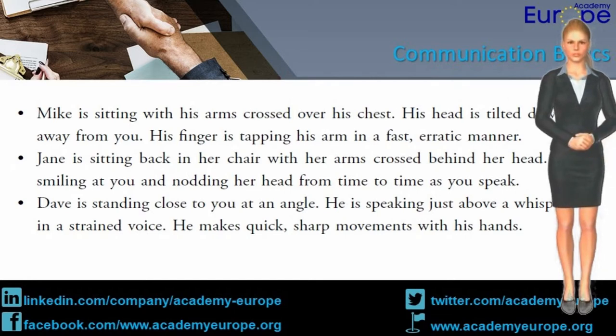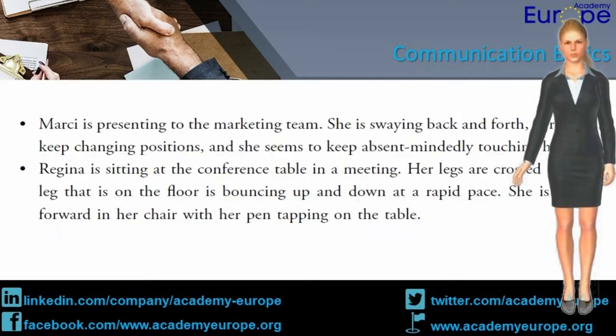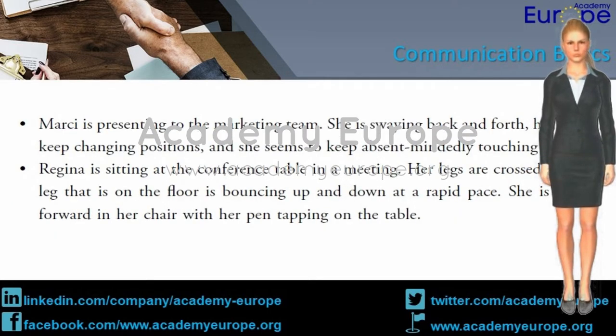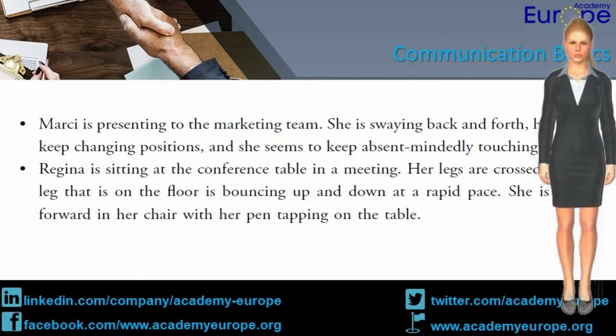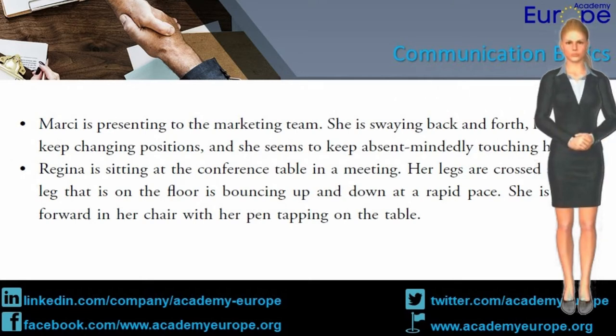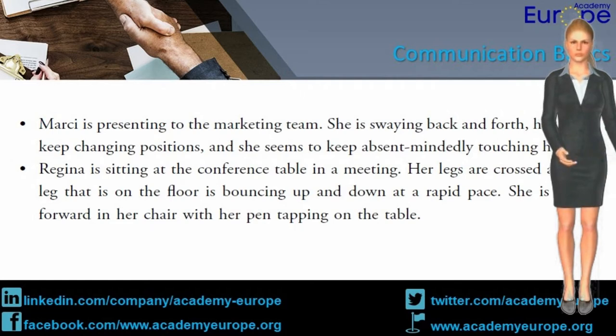Dave is standing close to you at an angle. He is speaking just above a whisper and in a strained voice. He makes quick, sharp movements with his hands. Marcy is presenting to the marketing team. She is swaying back and forth, her hands keep changing positions, and she seems to keep absent-mindedly touching her hair. Regina is sitting at the conference table in a meeting. Her legs are crossed and the leg that is on the floor is bouncing up and down at a rapid pace. She is sitting forward in her chair with her pen tapping on the table.